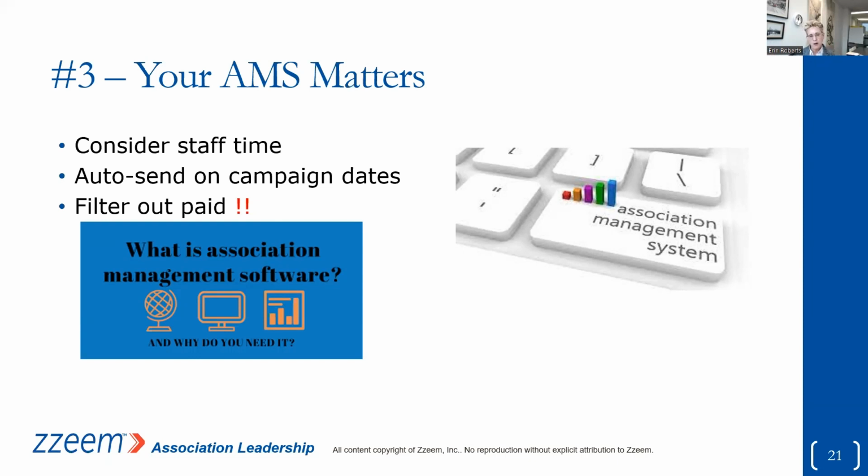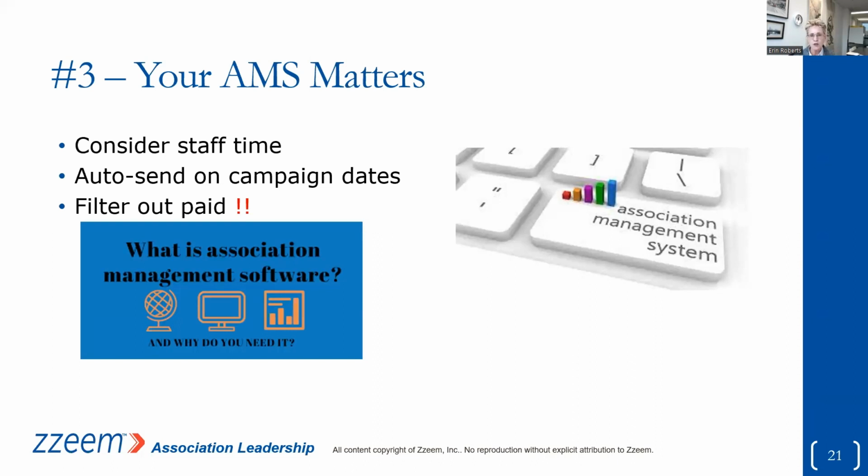One other thing to keep in mind, and I find that a lot of AMSs don't easily allow you to do this: you want to make sure that your system will automatically filter out people that have paid before it sends the next message out. Now, some association management systems are fine at doing that once the expiry date has come. But before that, they cannot distinguish in the campaign between people that have paid and people that haven't. And this is super important.